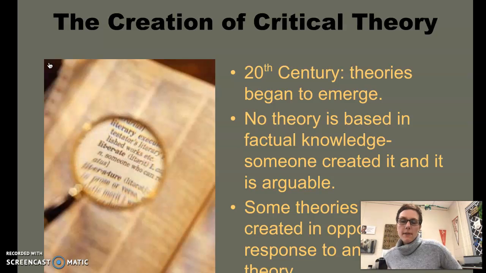Where does critical theory come from? In the 20th century, theories began to emerge. Scholars would come up with different theories, and no theory is based in factual knowledge. Someone created it, it's arguable. So the great thing about critical theories is that you can argue them, and that sometimes refines our thinking. Some theories are created in opposition or response to another theory. So some of them will butt heads really well in discussion and will help us, again, to hone and refine our theories about a book.